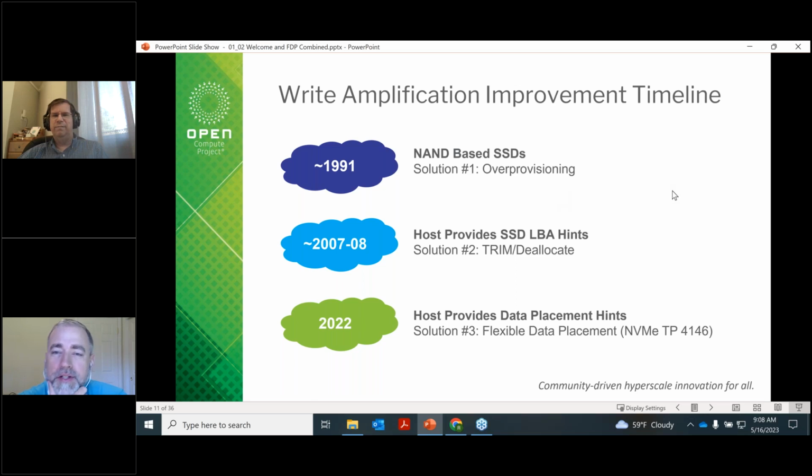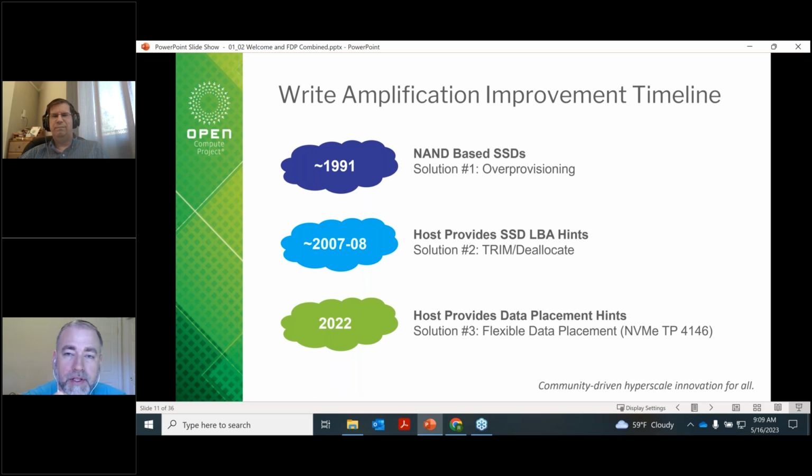Okay. So here's a little timeline of the state of the art in write amplification. In the beginning, with NAND-based SSDs in the early 90s, the one lever that we had, the tool that existed, was over provisioning, right? If I keep 20% of the media spare instead of 10%, now I've reduced write amplification because the drive has more wiggle room to play with.